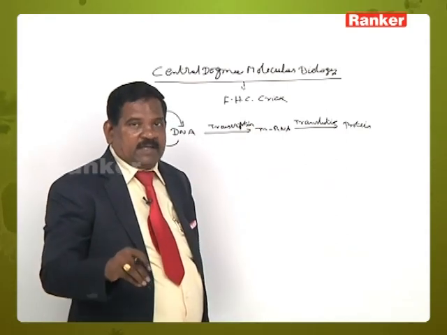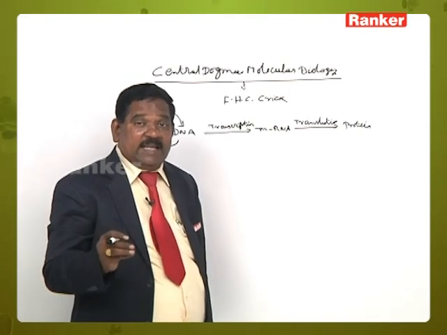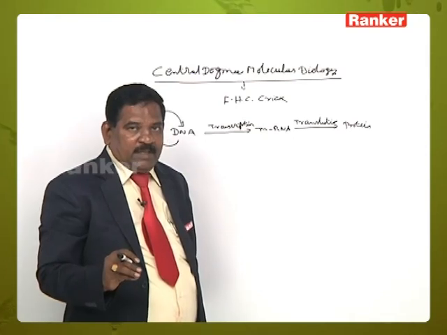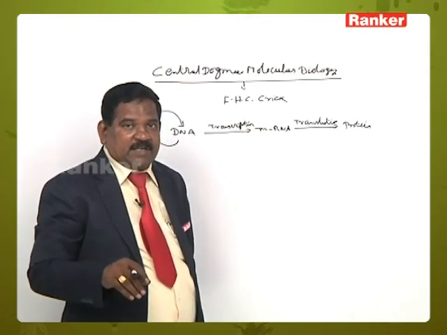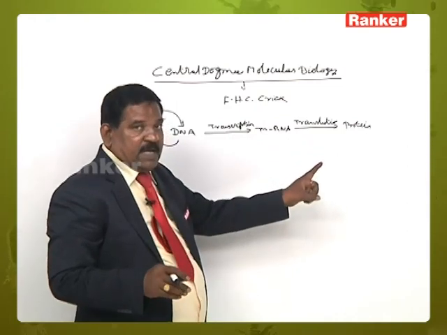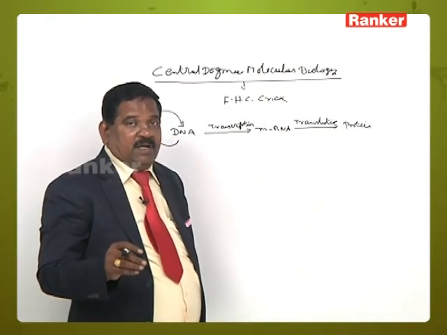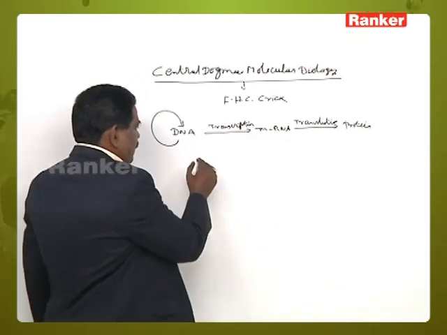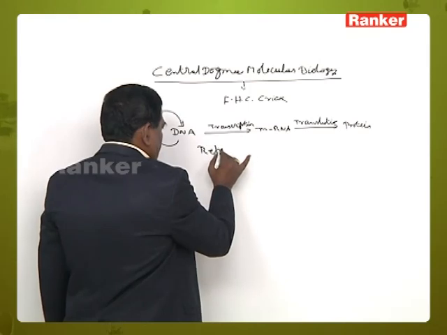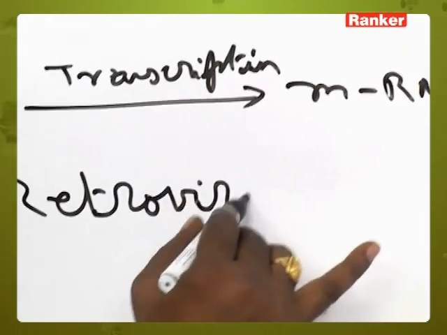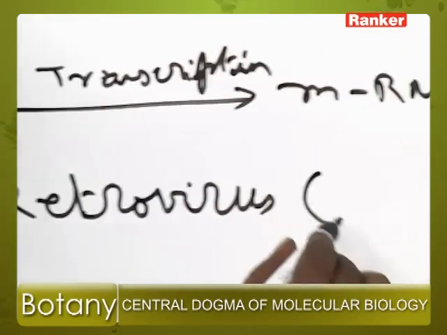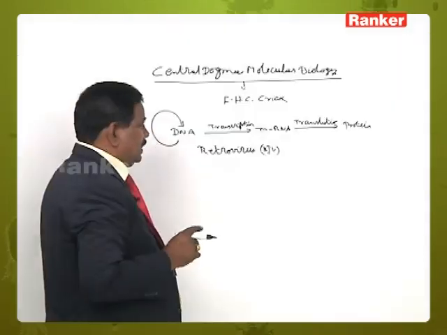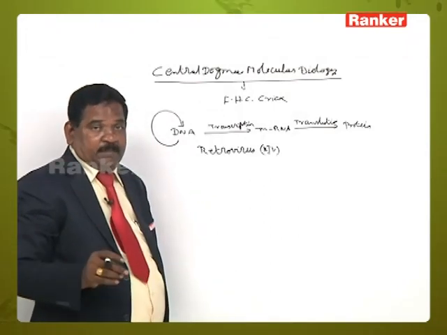But in retroviruses, those viruses with RNA as genetic material, this direction is reversed. Both the forward direction and the reverse direction of genetic flow are observed in retroviruses. Example, HIV. The genetic material in HIV is RNA.